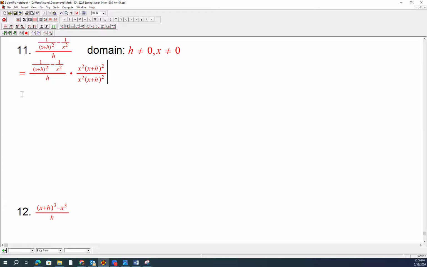Okay? And then we're going to distribute. This piece will be distributed to multiply that part. Multiply that part.